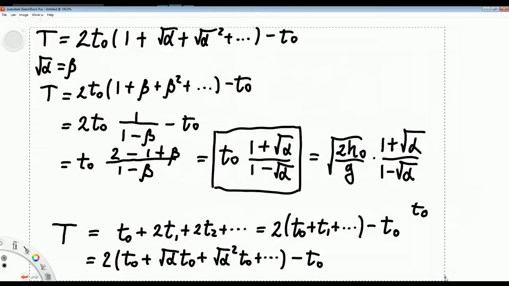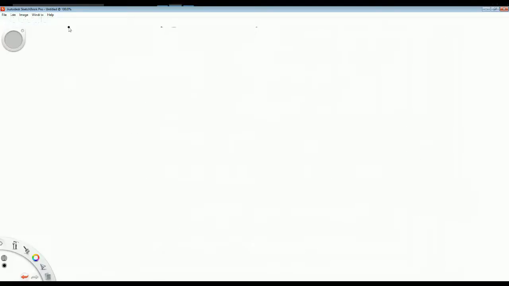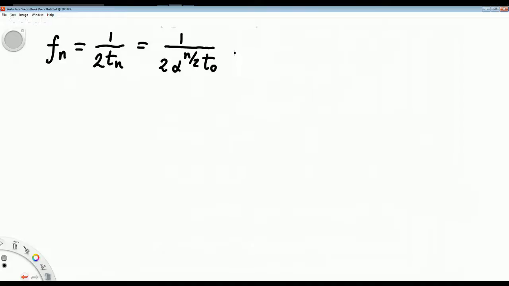But just the simple thing to note here is that we want to know the frequency of bounces. So in other words, that is the inverse of the time taken between any two successive bounces. So that's just going to be 1 over 2 times Tn as we calculated it earlier. So from our calculations just before, we conclude that this is 1 over 2 alpha to the n over 2, if you like, t naught. And then we remember that t naught was square root of 2h naught over g.